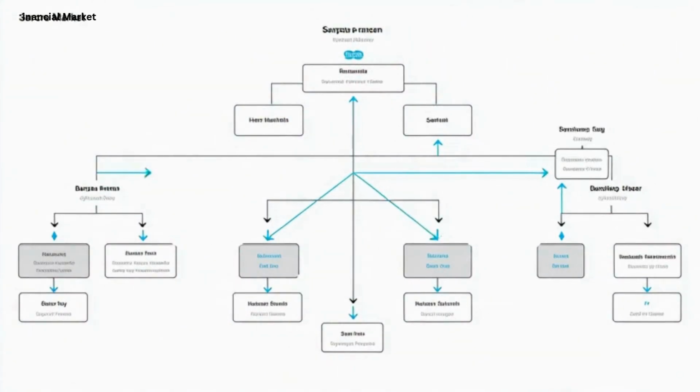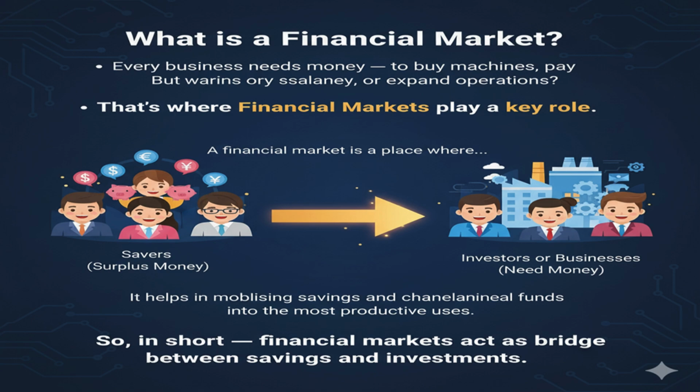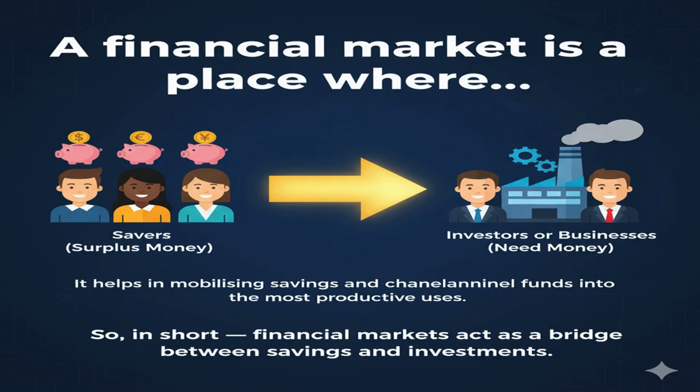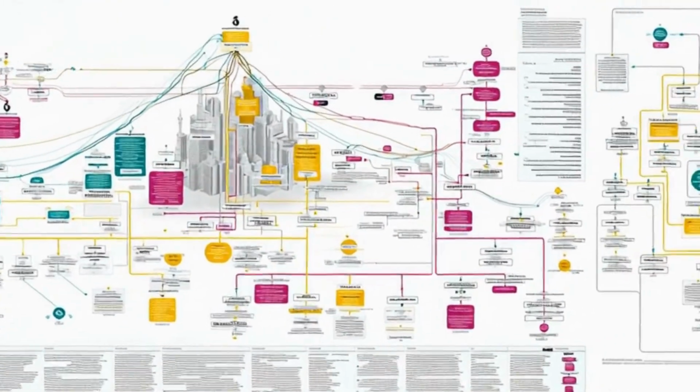In part 1, we will understand what is a financial market. Every business needs money to buy machines, pay salaries, or expand operations. But where does this money come from? That's where financial markets play a key role. A financial market is a place where people who have surplus money, called savers, meet those who need money, called investors or businesses. It helps in mobilizing savings and channelizing funds into the most productive uses. So, in short, financial markets act as a bridge between savings and investments.